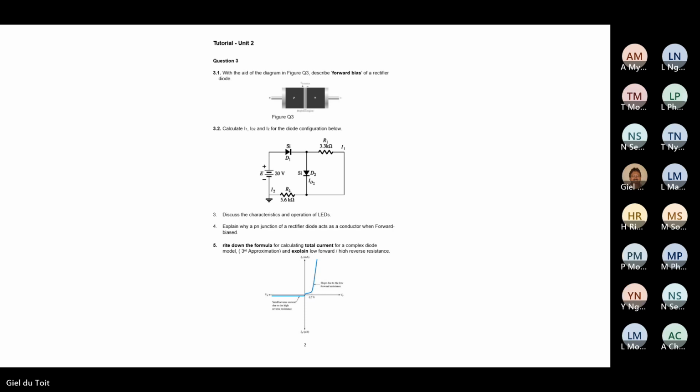And then the question asks, what is I1? We've got it. ID2, we've got it. And I2. So the total current flowing into the battery, the total current will be this current, oh sorry, 3.3 milliampere plus 0.2 milliampere. That will be my total current.